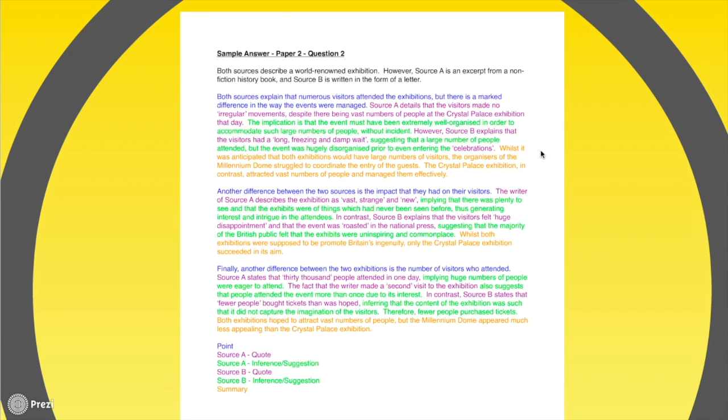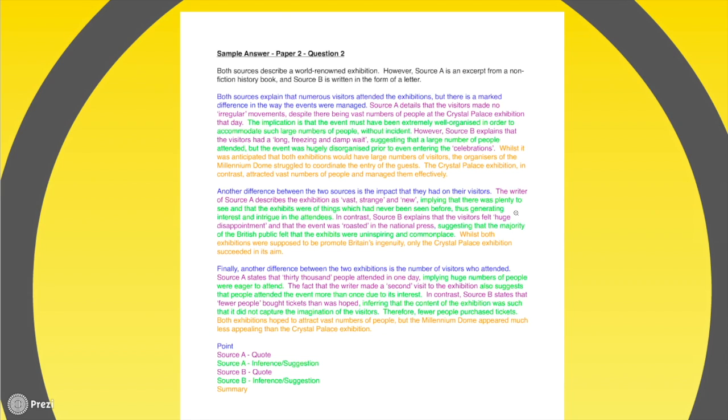Now you can read through this sample answer in your own time, because you can get it as a download from my website, acaexams.wordpress.com. So have a read through and just see how you need to follow that flowchart plan really. Do your point, source A quote, source A inference, source B quote, source B inference, and then your summary. And as I said in part 1, if you can aim for 3 paragraphs, then that's great. But if it gets to the 10 minutes and you've only done 2, I would strongly suggest moving on to the next question, okay?